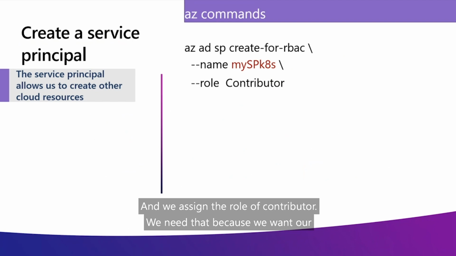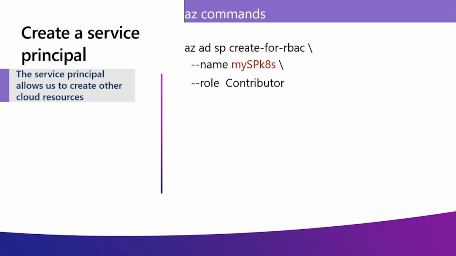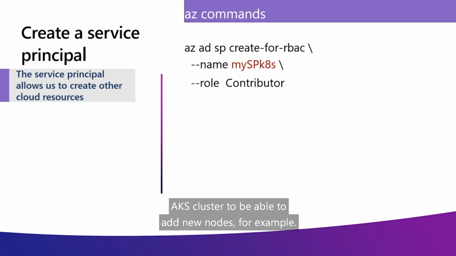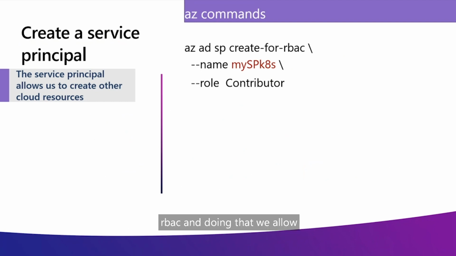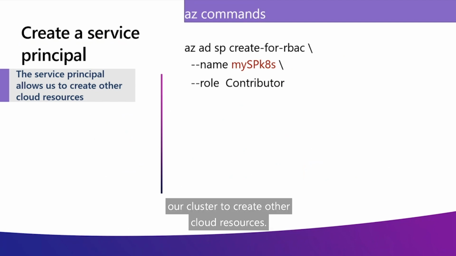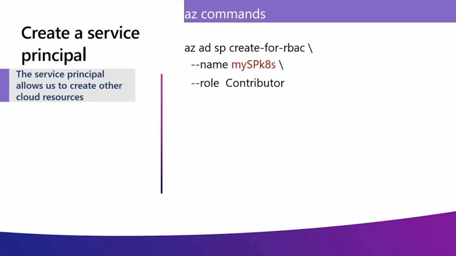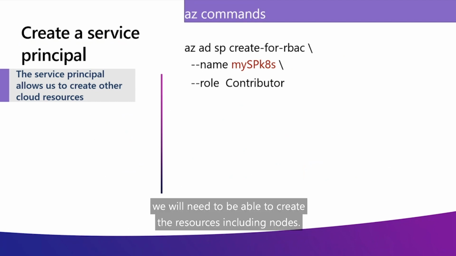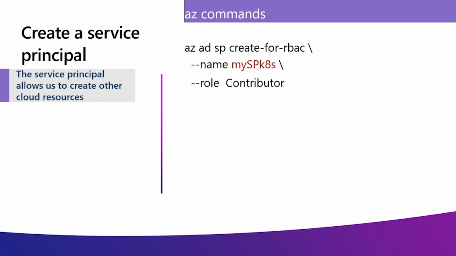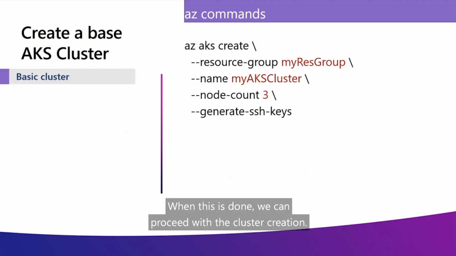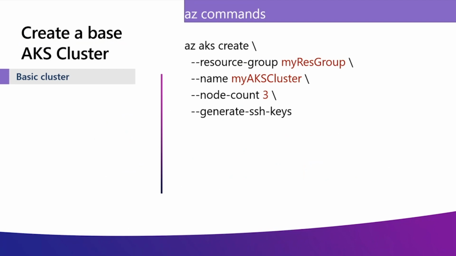And we assign the role contributor. We need that because we want our AKS cluster to be able to add new nodes, for example. And for doing that, it needs to have some permission, some RBAC. And doing that, we allow our cluster to create other cloud resources. And we also allow the cluster to use some other resources as well. And we'll see that later. But specifically here, we want it to be able to create resources, including nodes. When this is done, we can proceed with the cluster creation.